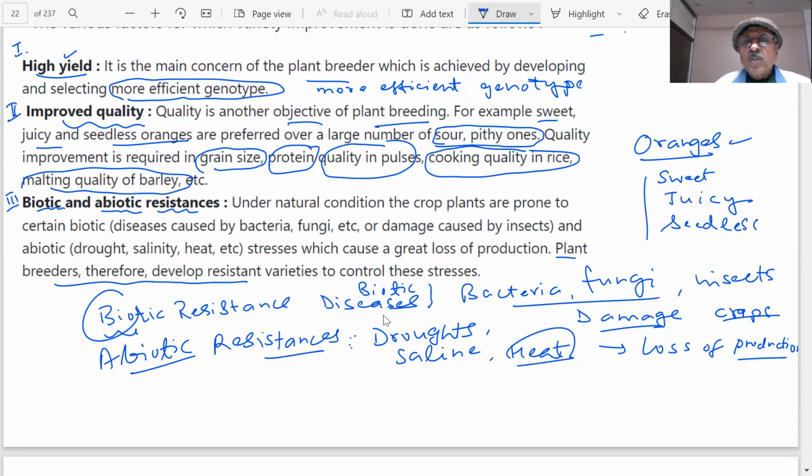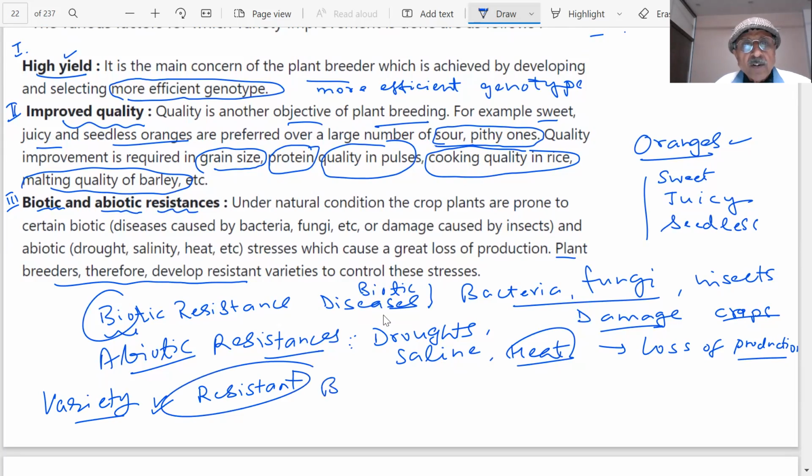What are you trying to do, students? You are a plant breeder. You are working on it. You are doing research on this. So what will you try to do? What type of variety do you want to create? What type of variety, student? You should develop varieties resistant to both biotic and abiotic factors. Is it clear? Very important question.